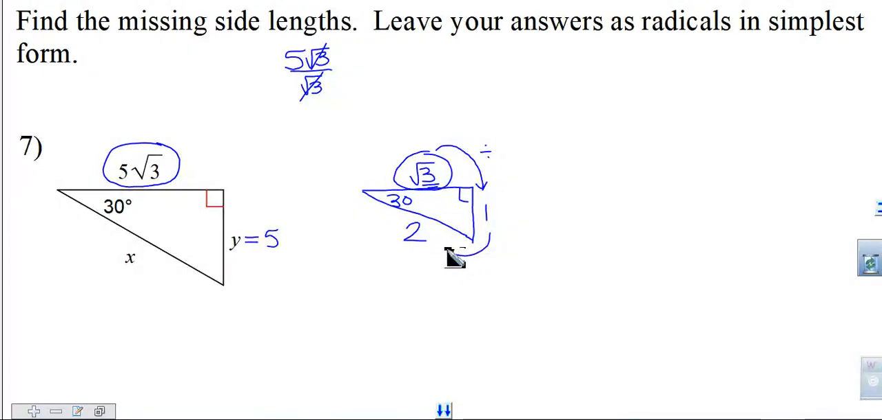I can go to the hypotenuse by multiplying by 2. So when you leave the 30, you multiply. When you return to the 30, you divide. So my hypotenuse is 10.